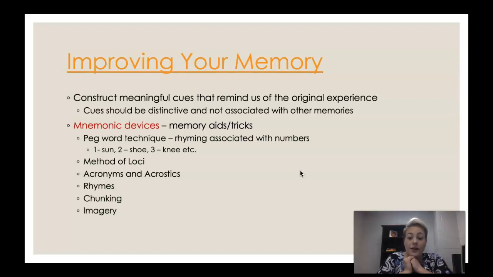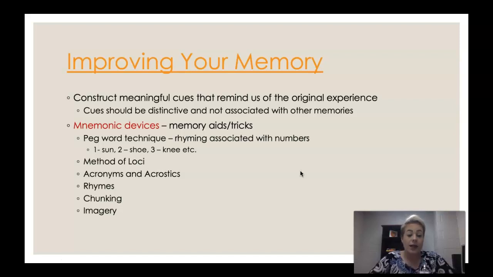But mnemonic devices are also memory aids or tricks. There's the peg word technique, and it's basically rhyming associated with numbers. So kind of like that memory athlete used. He associated those different numbers with different sounds. Well, the peg technique looks at how we can rhyme the numbers. So if you ever have to remember numbers, you try this rhyming technique. Like 1 sun, 2 shoe, 3 knee, etc. There are a lot of songs like that that may come to mind, but that's the peg word technique.